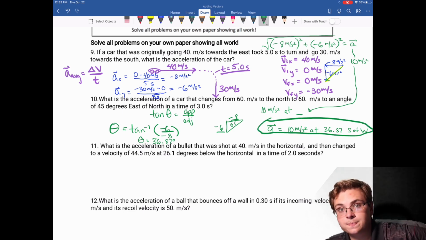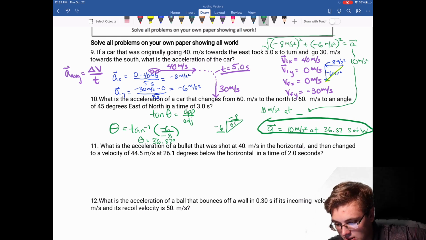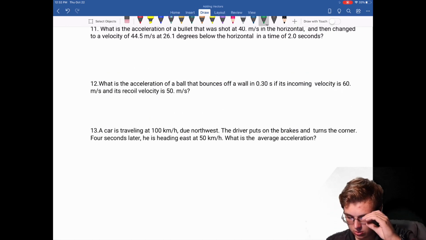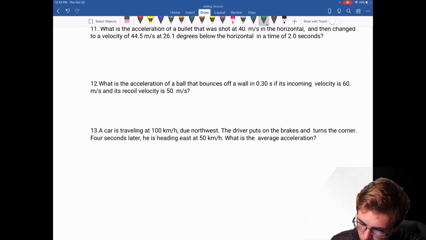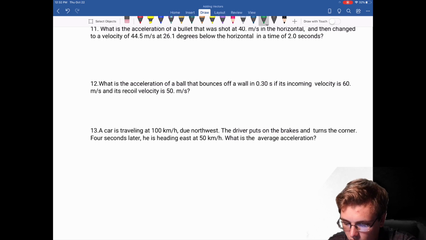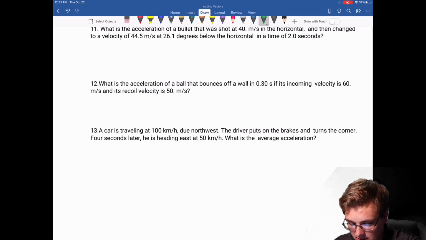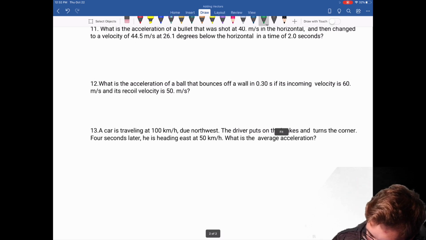There you go. Now I am going to move on to the next one, and I'm just going to skip all the way down to 12. And with 12, what is the acceleration of a ball that bounces off a wall in 0.3 seconds? If its incoming velocity is 60 and its outgoing velocity is 50 meters per second, find the acceleration. So we have our wall. I'm just going to draw my picture first.